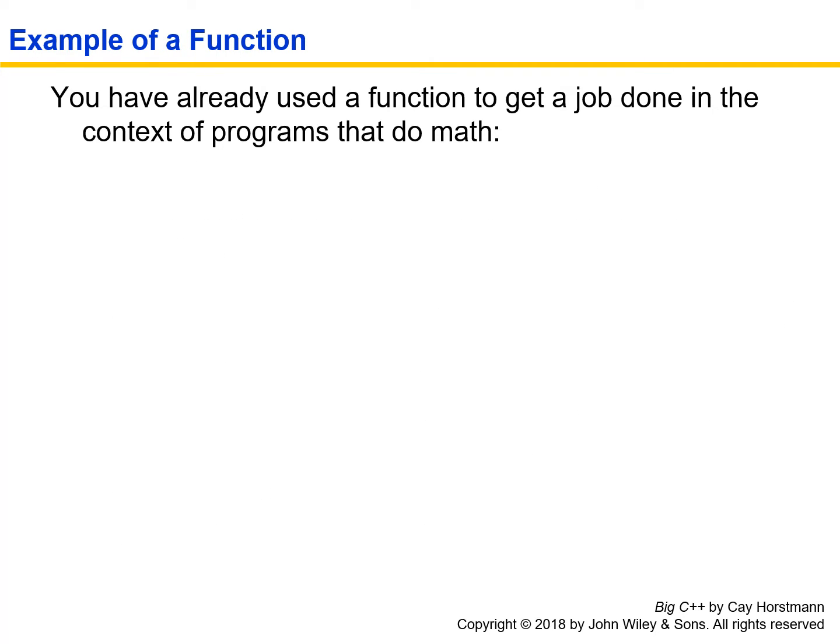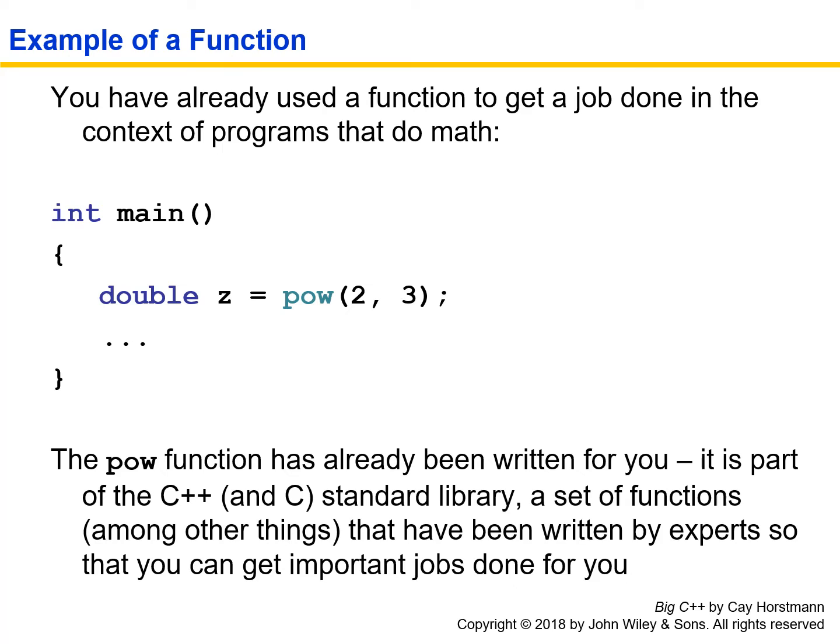So you've already used functions to get jobs done in the context of programs that do math. For example, we're going to use the function pow from the cmath library. The pow function has already been written for you by the expert computer scientists who put together the C++ and, before that, the C standard library.